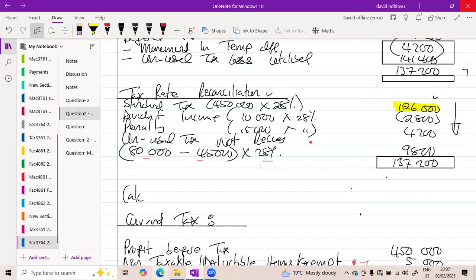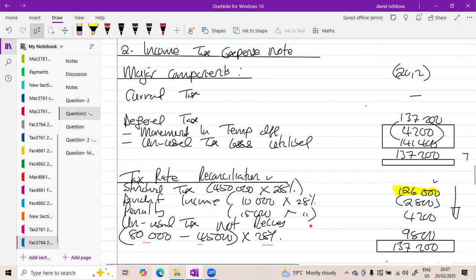It can also come from items recognized in OCI, in which case you would deal with movement in temporary differences, unused tax losses, and movement in temporary differences through OCI. So now you will separate this. You will say movement in temporary differences through P&L, you have movement in temporary differences through OCI, and then you have unused tax losses as well. Then it becomes a little bit complicated. But if you take it nice and slow, it's a very, very simple calculation. Any questions from the floor?